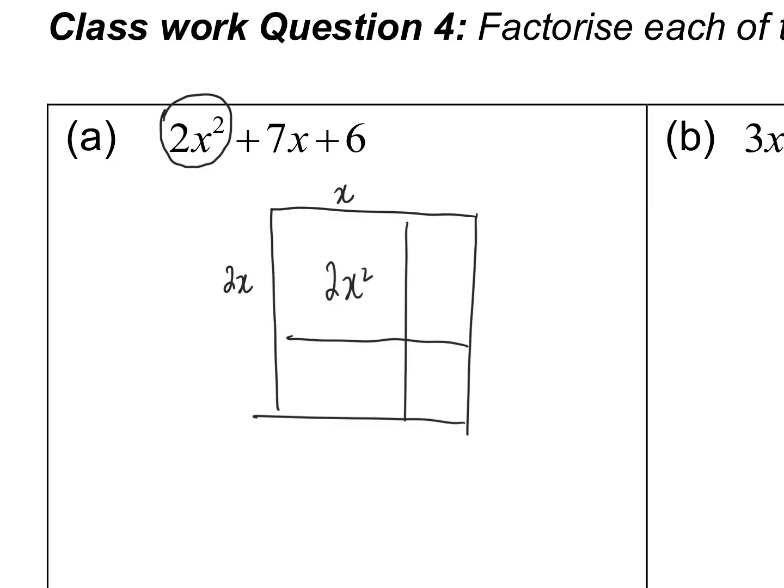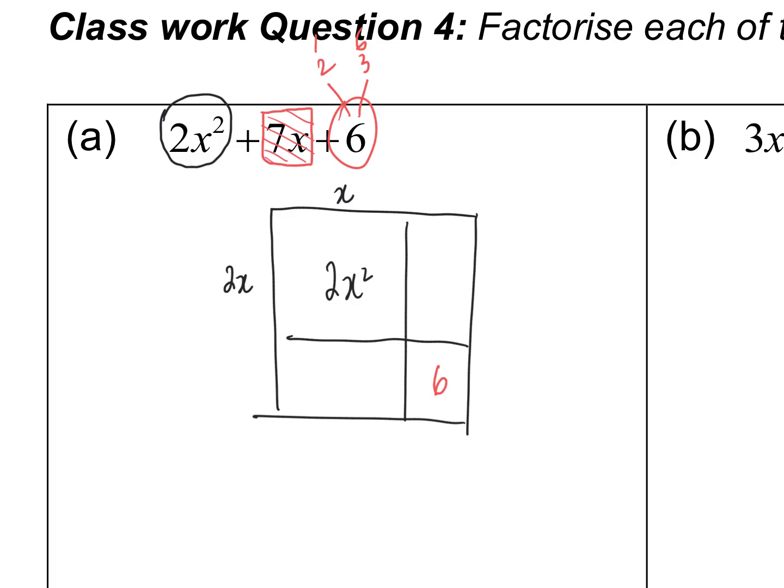Same thing, I'm gonna put 6 here. And then I need to decide what are the factors of 6 that the combination will eventually give me 7x. So what are the numbers that I can use? 4 and 3? No, I need factors of 6. So 6 is 2 and 3, we know, right? 2 and 3 or 1 and 6. But I need the combination to give me 7.